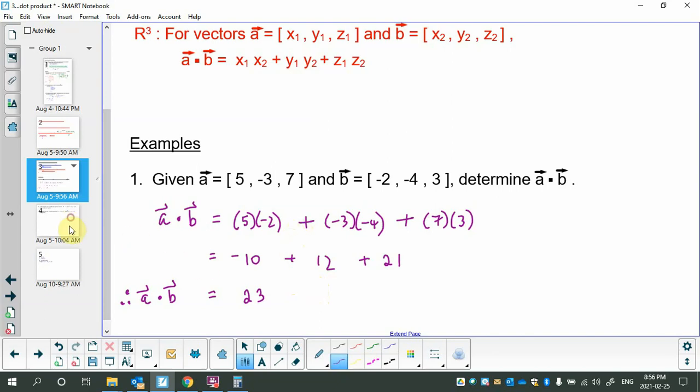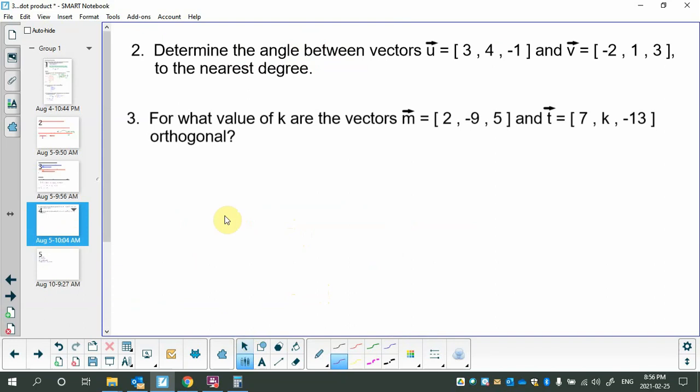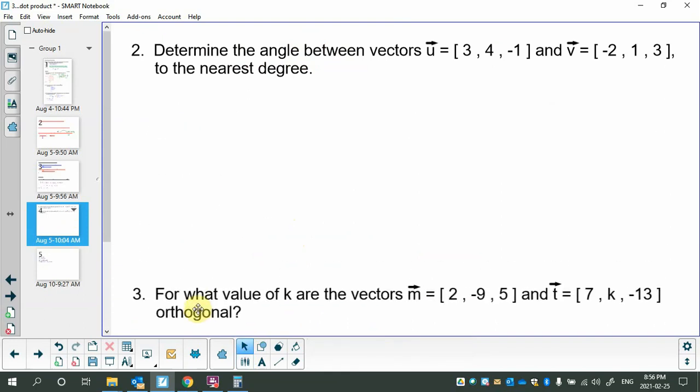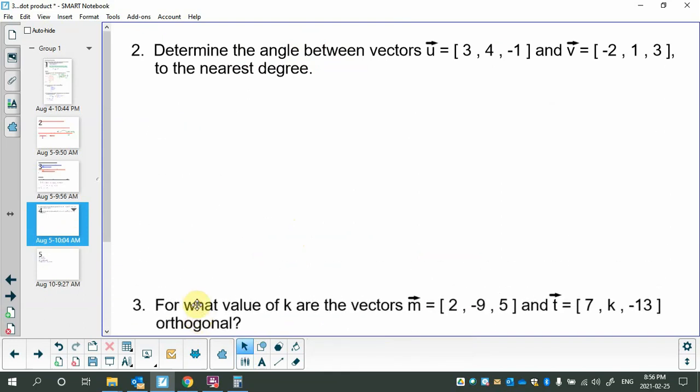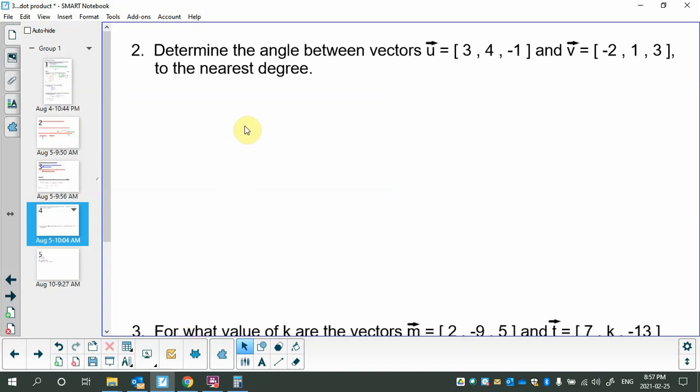So here are some more questions. 2 more, in fact. So I do not know how much space this is going to take. I may have to move that even further. So it says determine the angle between vectors u, 3, 4, negative 1, and vector v, negative 2, 1, and 3.